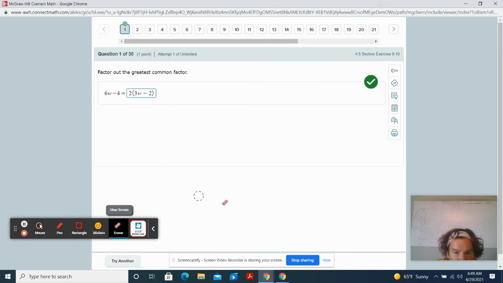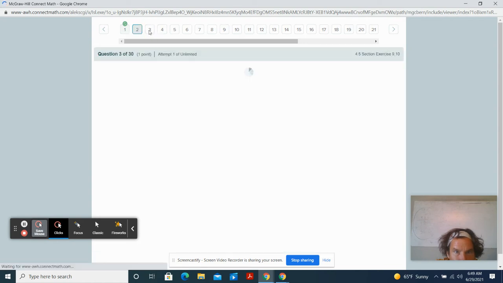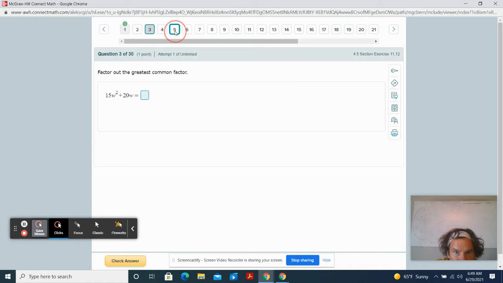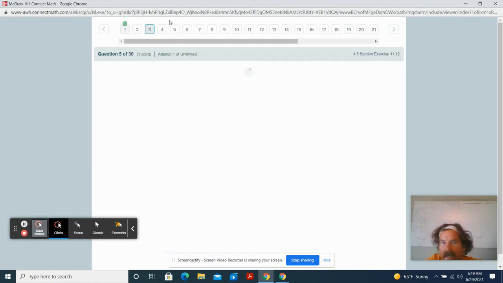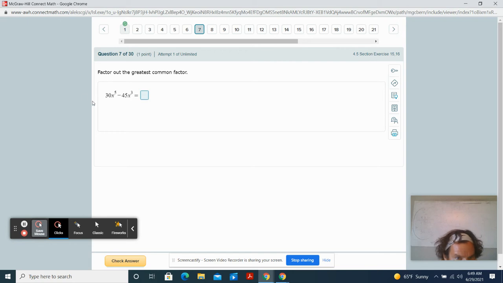The first few problems have you factor out the greatest common factor. You want to make sure it's the greatest number that goes into your terms. Let's look at one that has some variables. Okay, here we go. So factor out the greatest common factor. It's 30x to the 5th minus 45x to the 3rd.